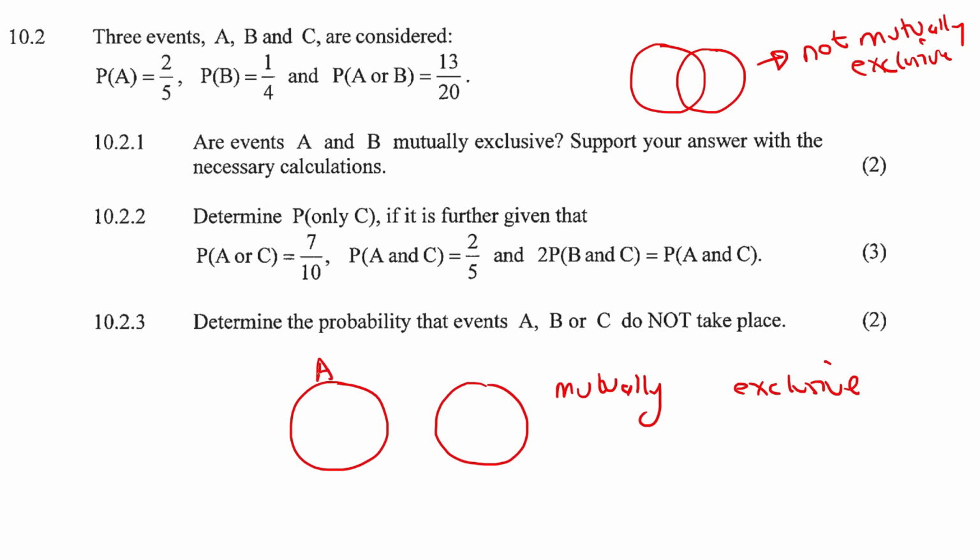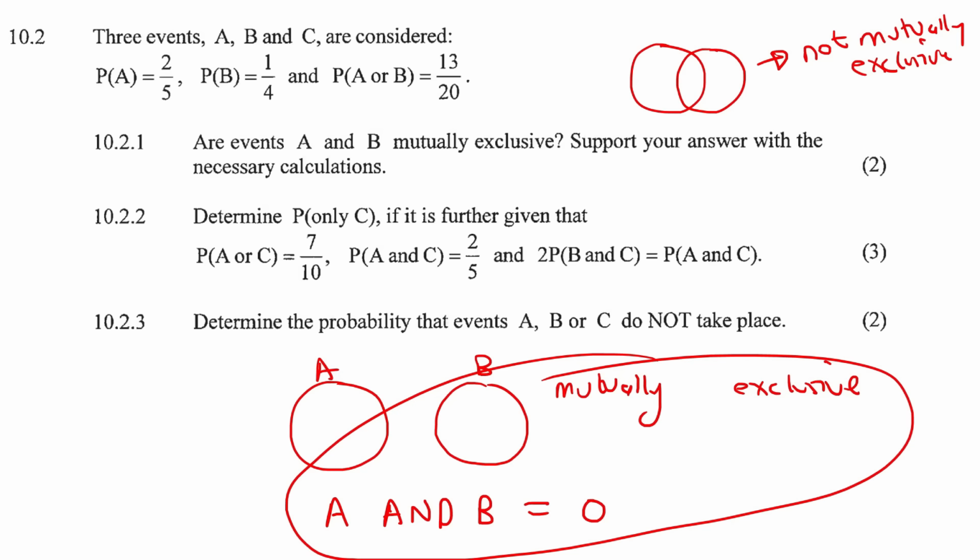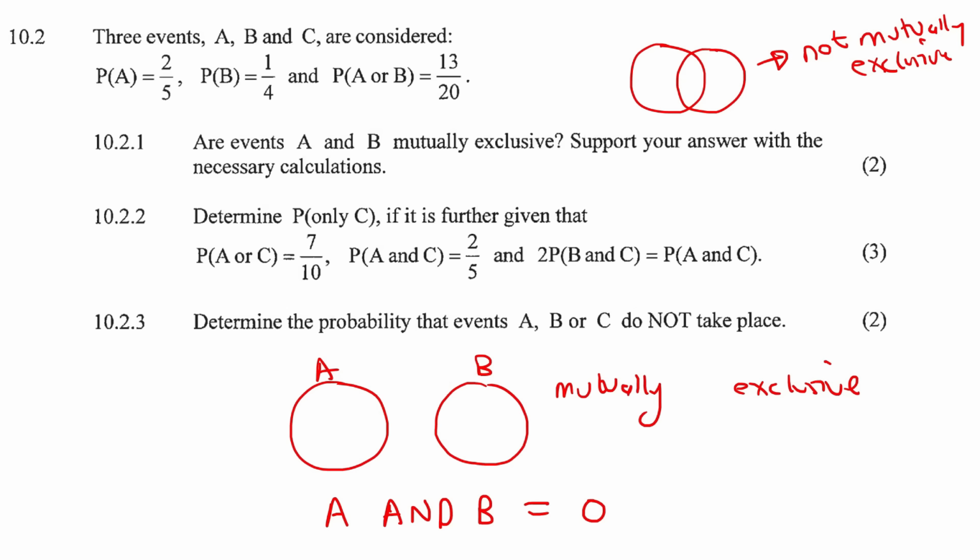So if this is A and this is B, then can you see that there's nothing in the middle that overlaps them? So the probability of A and B must be equal to 0. That is what mutually exclusive actually is. It's when your probability of the two events, so A and B, not or, and, must be equal to 0.